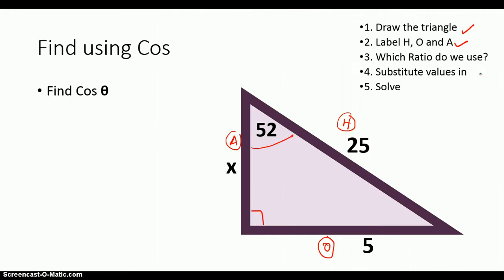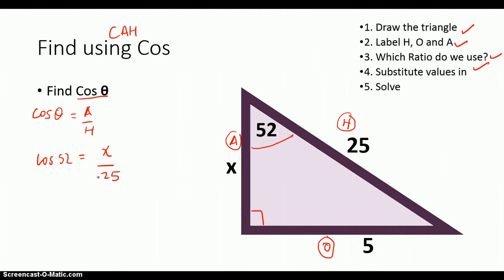Alright, now the next question is, which ratio do we use? We're asked to find cos theta. So in this case, cos theta equals adjacent over hypotenuse, if you remember, CAH. Next step, substitute values in. So we're going to write cos, not theta anymore, but 52 is equal to x over 25. And the last step is solve.